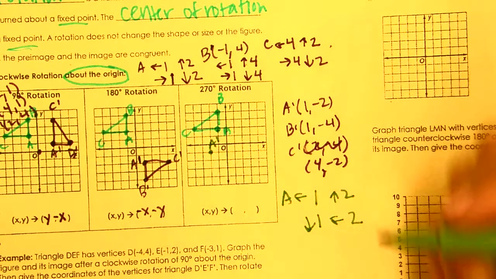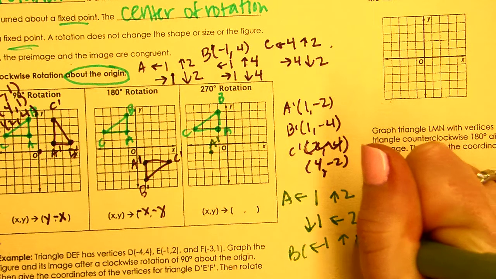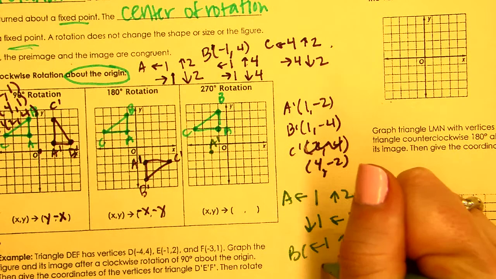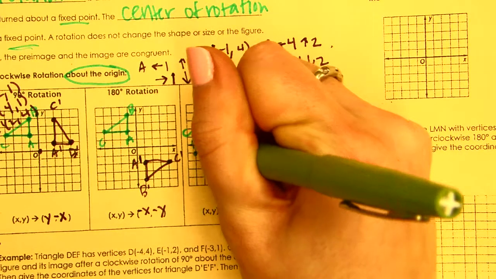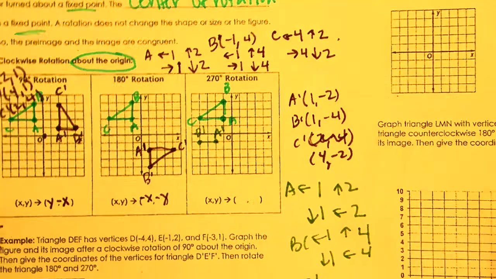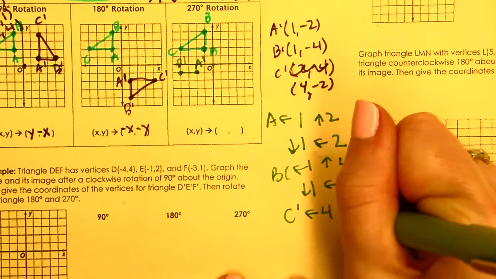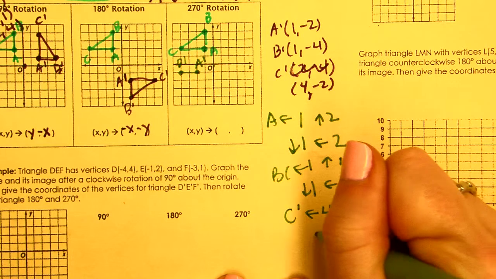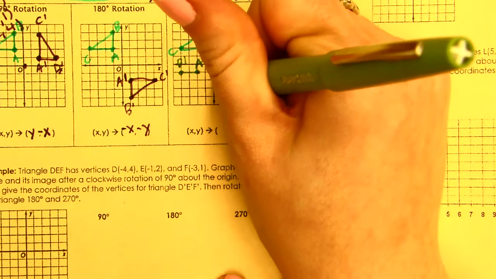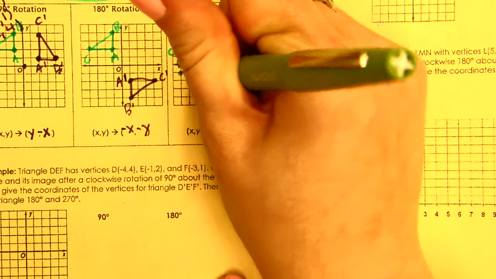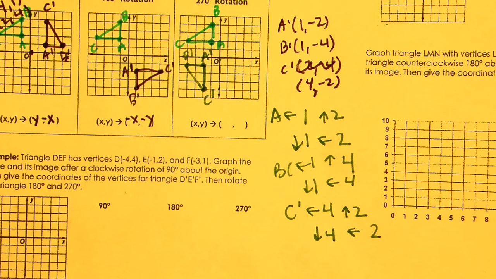So there's A prime. B was to the left 1, up 4. I know that 270 from to the left is down, so down 1 to the right 4. So down 1 to the right 4. There's B prime. And then C prime. C was to the left 4, up 2. So now I'm going to go down 4 to the left 2. So down 4 to the left 2. So there's C prime. We're going to come up with a formula for that one as well.